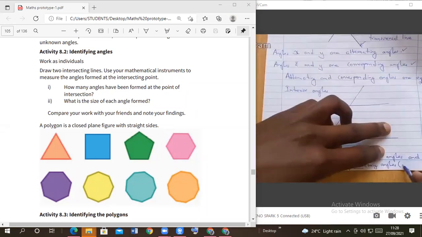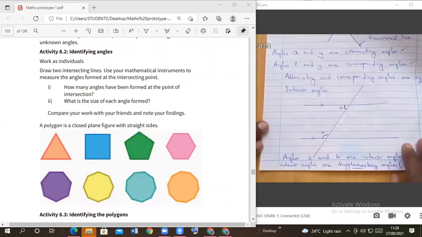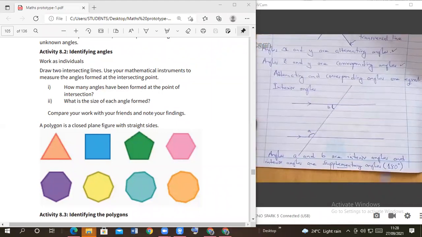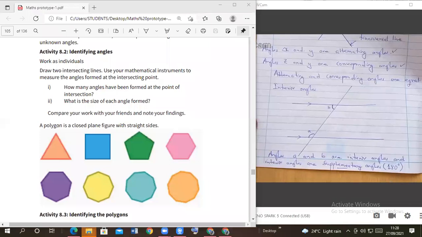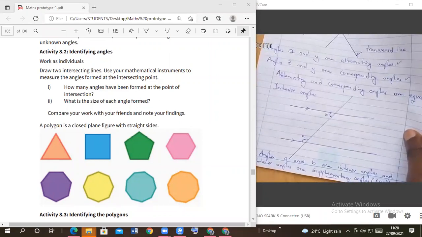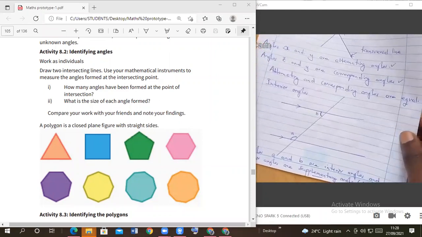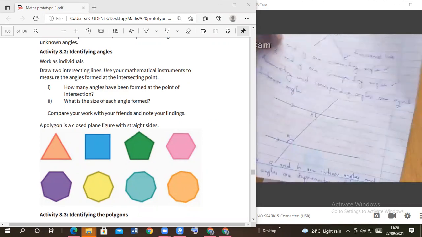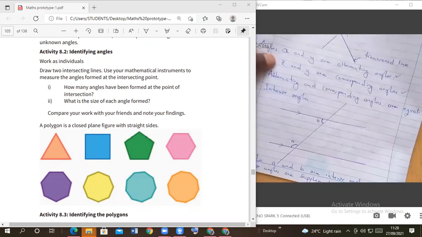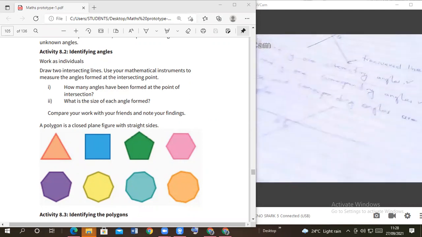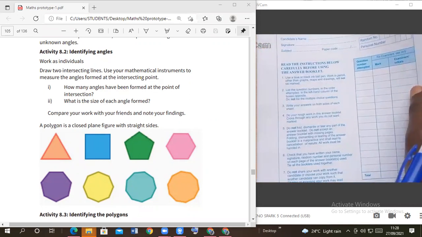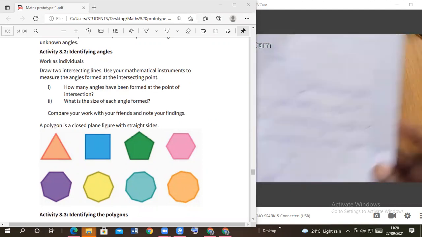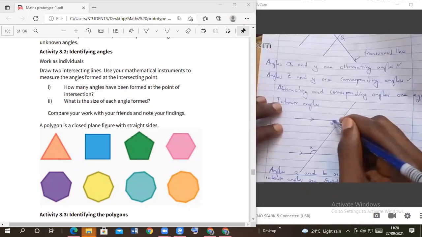Members, what are supplementary angles? Supplementary angles add up to 180 degrees. What about complementary angles? Complementary angles add up to 90 degrees. Good.